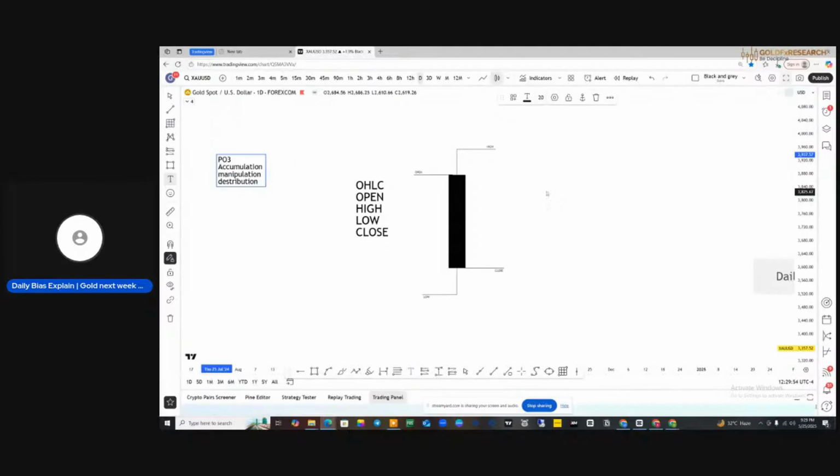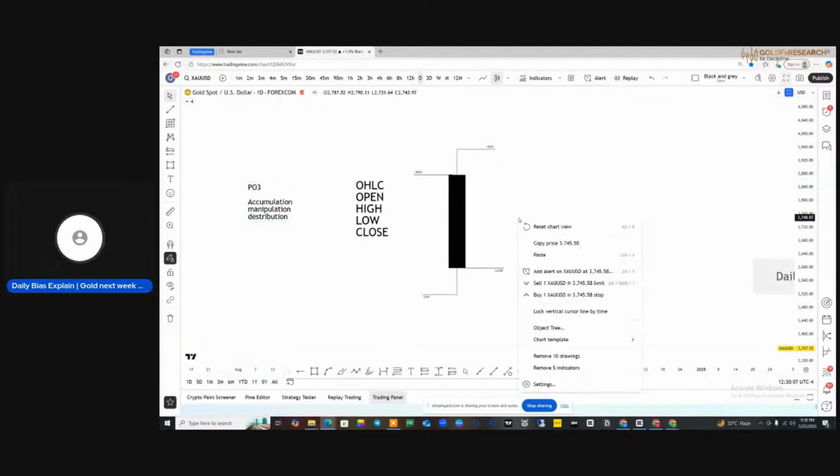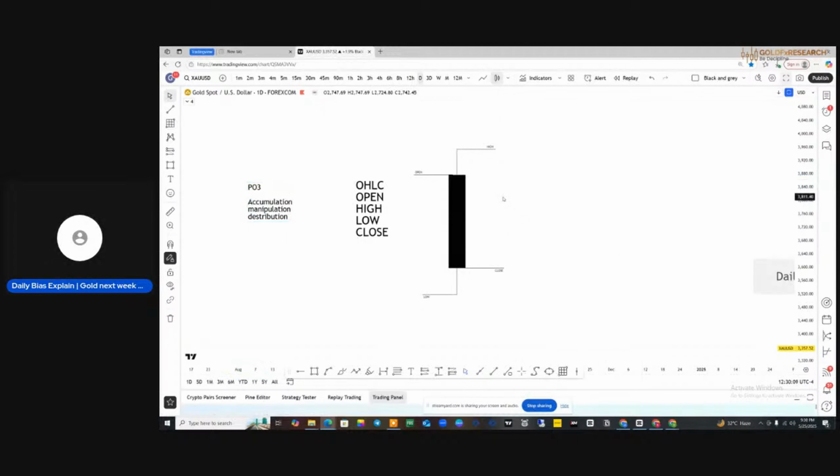What do we mean by power of three? Accumulation, manipulation, and distribution. What do we call these? These are the three phases of the market, which are referred to as the power of three. Now, how does this work within a single candle? As I mentioned, just like open, high, low, close are the same for every time frame, in the same way, the power of three plays out in every time frame as well.